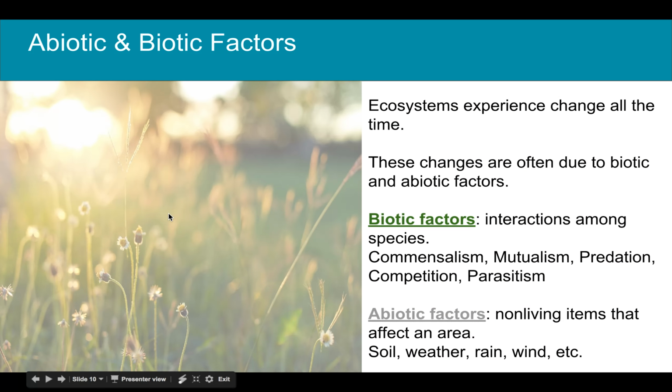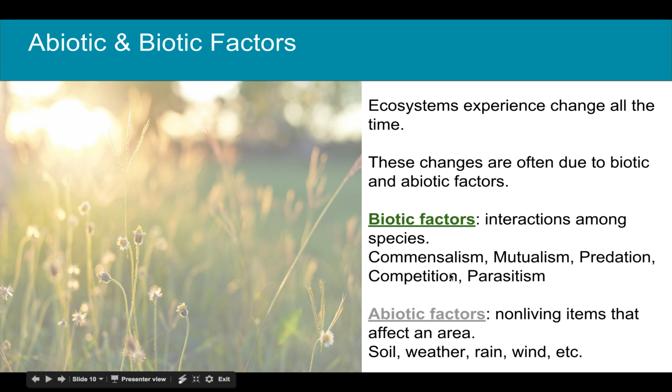Now again, just to reiterate these, abiotic and biotic factors. Biotic factors are anything that is living, it's viable, it supports life, it will reproduce to produce more life. Now, ways in which we see this within an ecosystem are through interactions among creatures. So we'll see that in commensalism, mutualism, predation, competition, and parasitism.